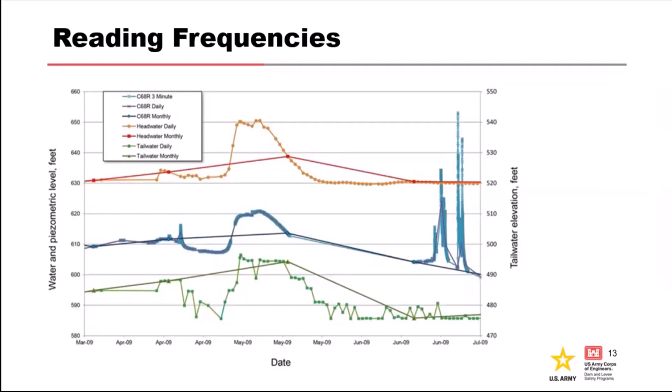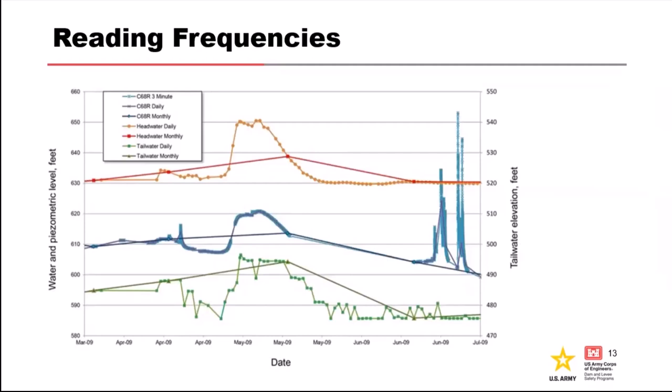So I wholeheartedly encourage scrutiny when you're looking at historic instrumentation data. You can't go back in time and fix it, but you can certainly inform recommendations to improve and have an appropriate reading frequency. You may not need 3-minute, that's a little aggressive. But you may, depending on the type of project you're monitoring as well. So what reading frequency is necessary to achieve the adequate level at your project? Is it variable? Just bear that in mind.